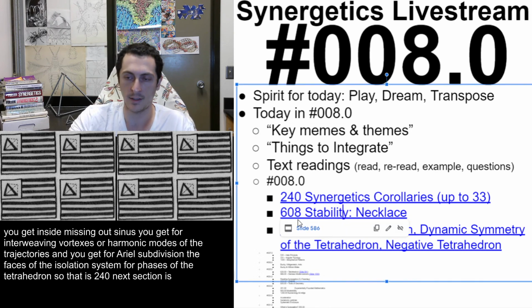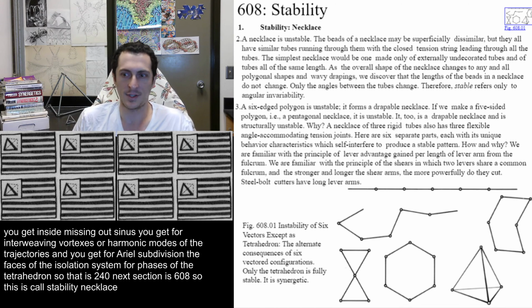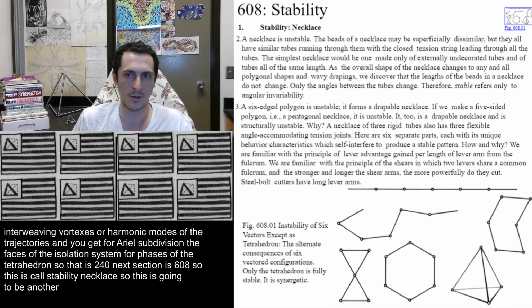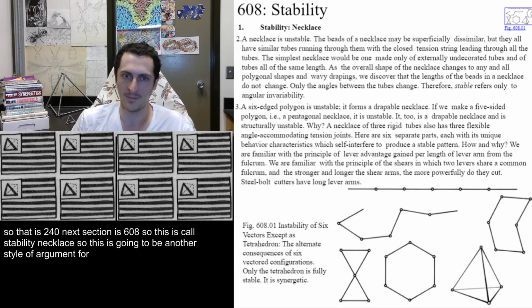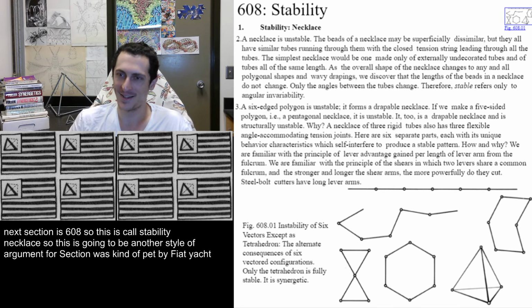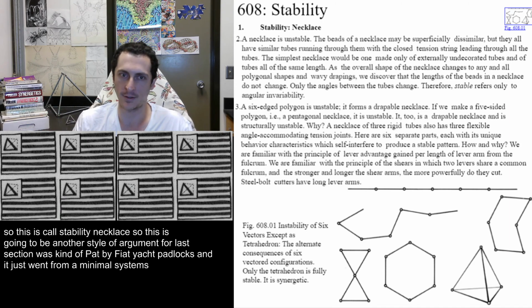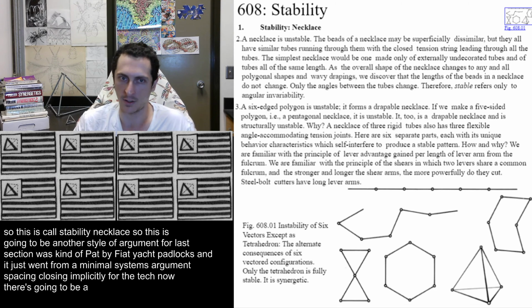Next section is 608. So this is called stability necklace. This is going to be another style of argument for tet. The last section was kind of tet by fiat, fiat tet, tet lux, and it just went from a minimal systems argument, space enclosing implicitly, for the tet. Now there's going to be a hands-on structural tet rationale.